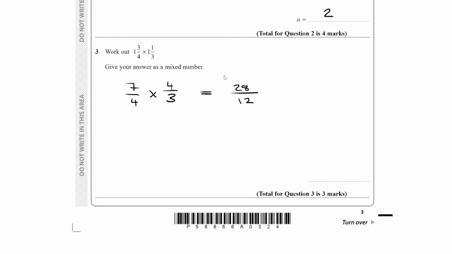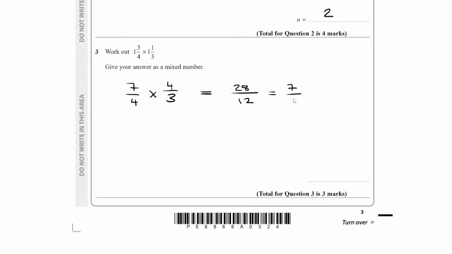Now, they've said give your answer as a mixed number. I would probably also simplify it. You can either simplify it now and then convert it into a mixed number at the end, or you can convert it into a mixed number now and then simplify it at the end. It doesn't really matter which order you do that in. They're both divisible by 4, aren't they?